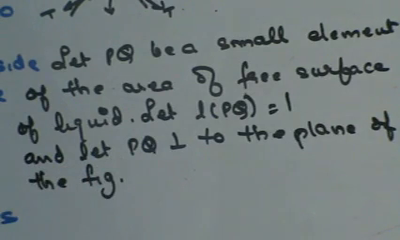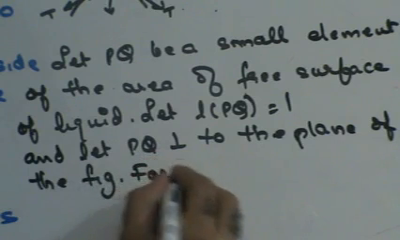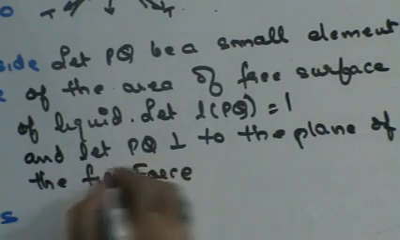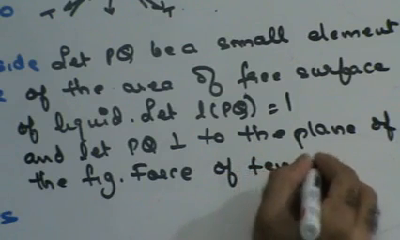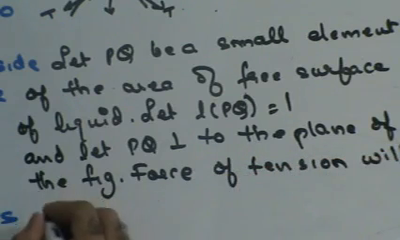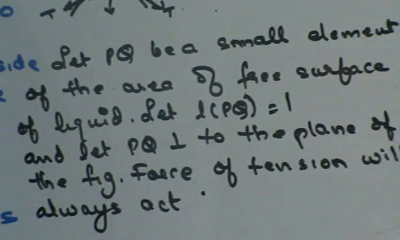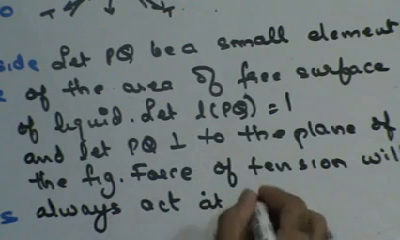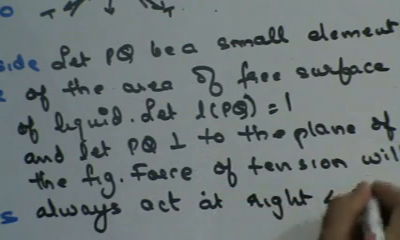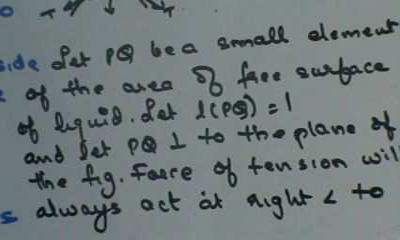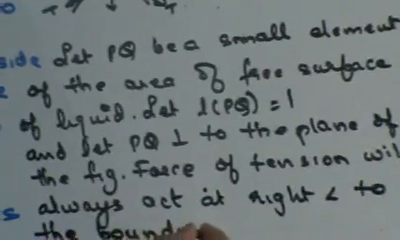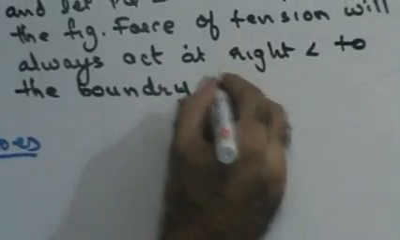The forces due to surface tension will always act at right angles to the boundary of the element PQ, so that the body remains in equilibrium.